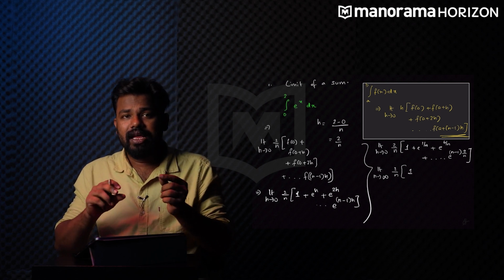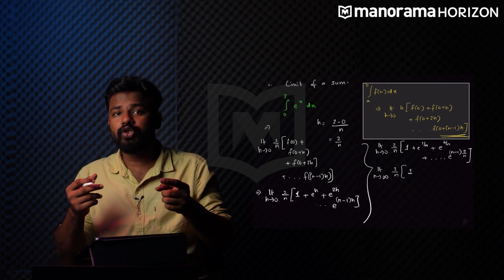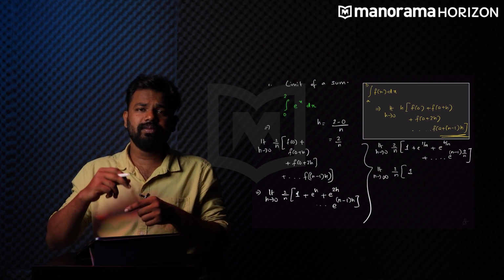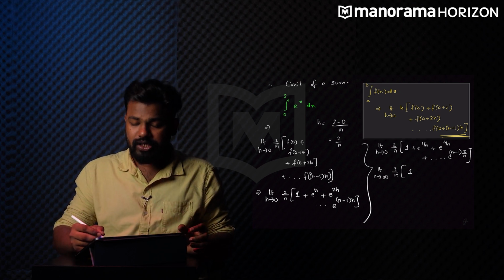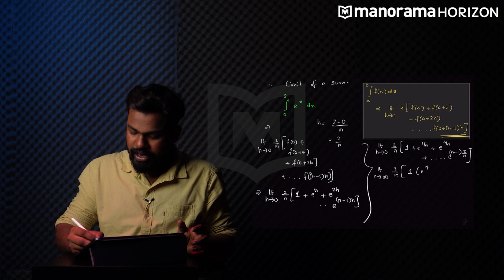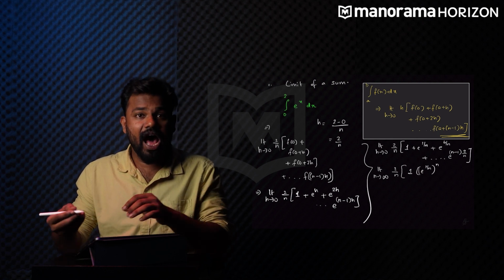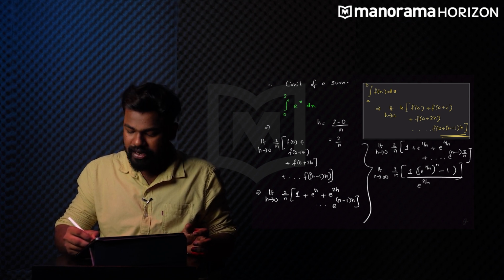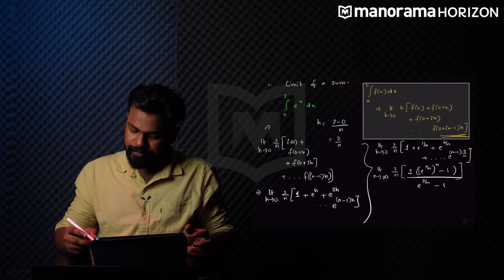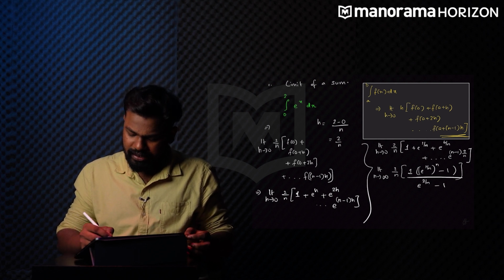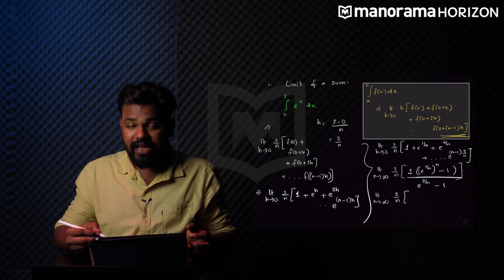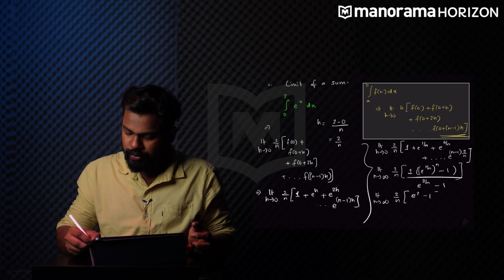What is r here? Each term is getting multiplied by e raised to 2 by n, because you can see that the second term is e raised to 2 by n, the third term is e raised to 4 by n. So it is getting multiplied by e raised to 2 by n. So a into (e raised to 2 by n, the whole raised to n, minus 1) by (r minus 1), that is e raised to 2 by n minus 1. Because a is 1, let it go like that. Now we get limit n tends to infinity 2 by n, (e raised to 2 by n, raised to n, is e raised to 2, minus 1) by (e raised to 2 by n minus 1).